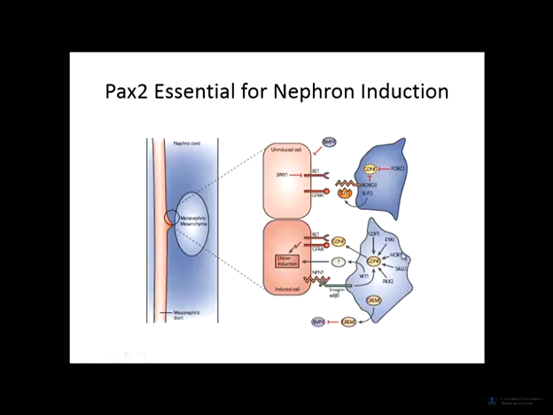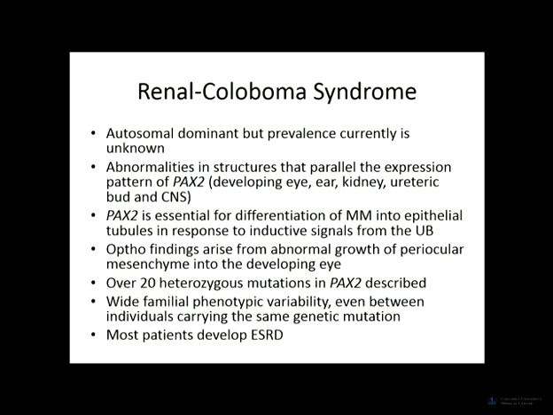So the eye also has its version of eye mesenchyme, and the ear does as well. So the PAX2 mutation caused defects in all of these organ systems. So the ophthalmologic findings come from abnormal growth of this periocular mesenchyme into the developing eye. Over 20 heterozygous mutations in PAX2 have been described, but that's just a partial list. And there's a wide familial phenotypic variability, even between individuals carrying the same genetic mutation.